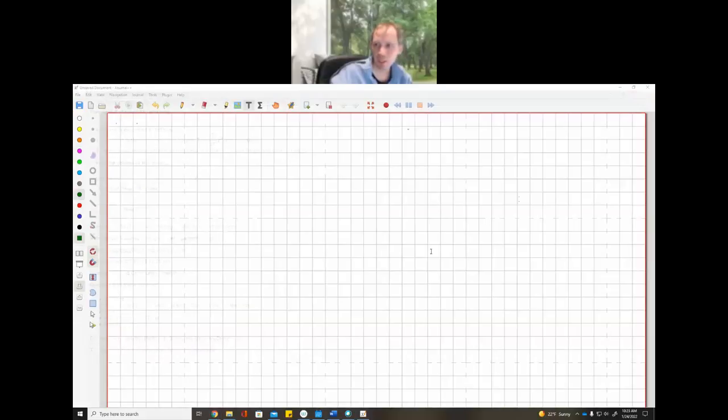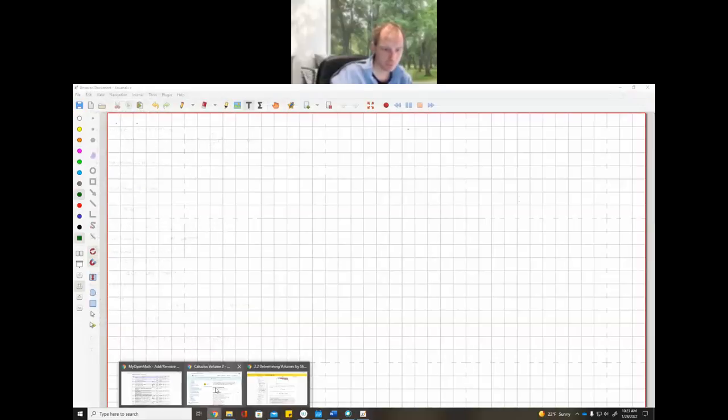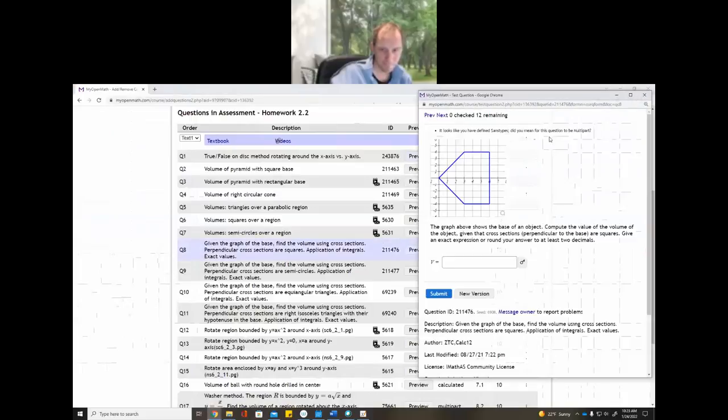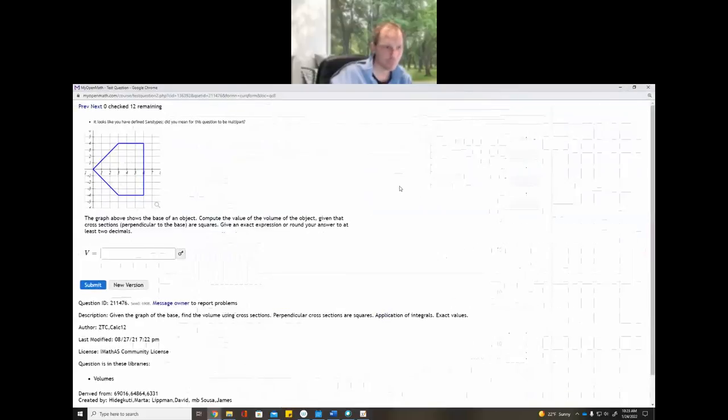Okay, so let's look at question 8. The graph above shows the base of an object. Compute the value of the volume of the object given that the cross sections perpendicular to the base are squares. So what we have is an object that's coming up out of the page here, and the cross sections perpendicular to the base are squares.